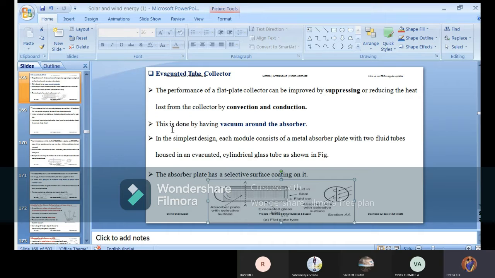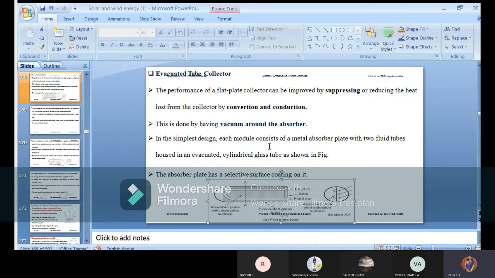Next, they changed the construction of your flat plate. Instead of making it horizontal, layer by layer, they are making a different shape. What is that? This is done by having a vacuum around the absorber. So this is an absorber, and the outer portion will act as a vacuum. In the simplest design, each module consists of a metal absorber plate with two fluid tubes housed in an evacuated cylindrical glass tube, as shown in the figure.